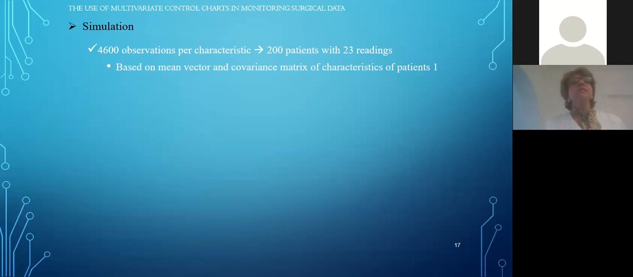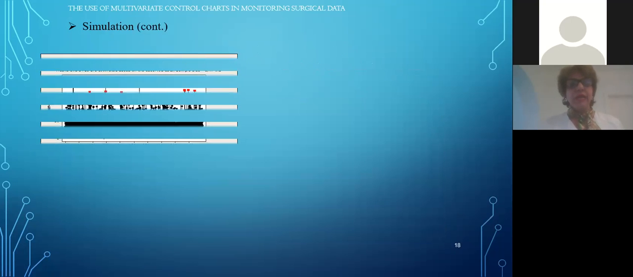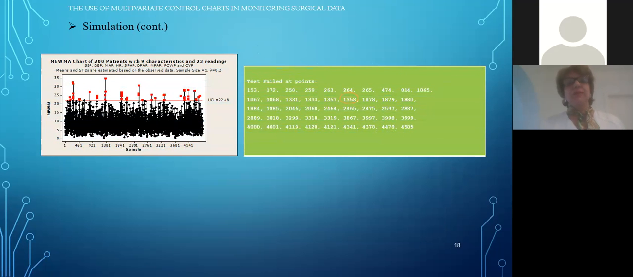Then we did simulation. Each patient had 23 readings, and we simulated data for 200 patients for each of our individual patients. And again, I'm looking at a T-square chart for 200 patients that more or less had a similar condition as patient one, and you can see your T-square chart presents all the 200 patients, or the condition, as in control. And then we are looking at the multivariate chart for the 200 patients, and you can see here some of our patients are out of control.